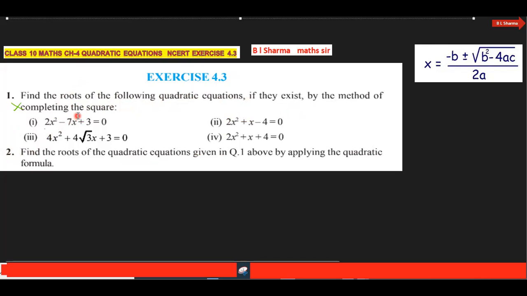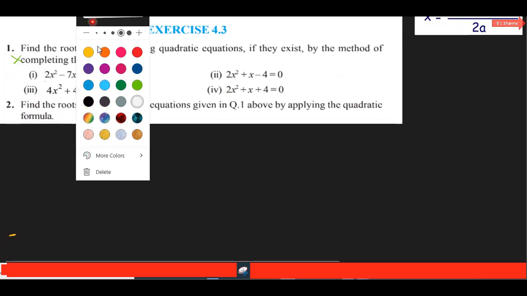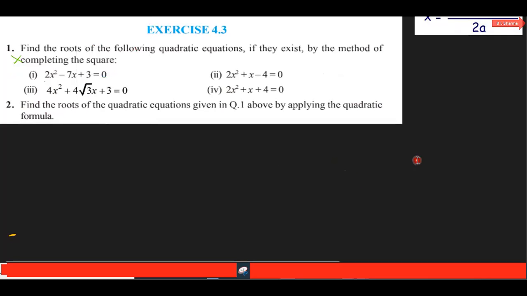कंप्लीटिंग द स्क्वायर मेथड 10th में CBSE ने डिलीट कर दिया है इस साल के लिए, तो अब इन क्वेश्चंस को हम क्वाड्रेटिक फॉर्मूला से सॉल्व करेंगे। देखिए, तो here is: find the roots of the quadratic equation given in question number 1 above by applying the quadratic formula. So our first part is 2x square minus 7x plus 3 is equal to 0.